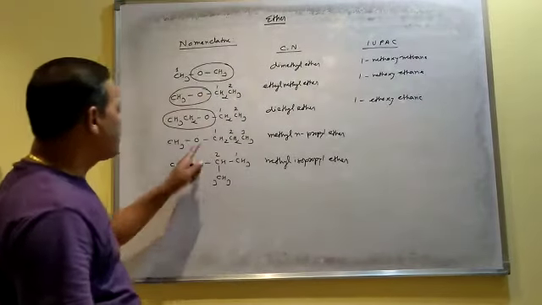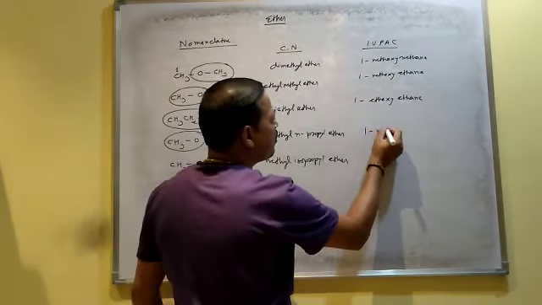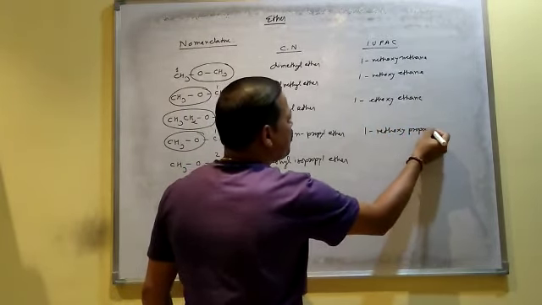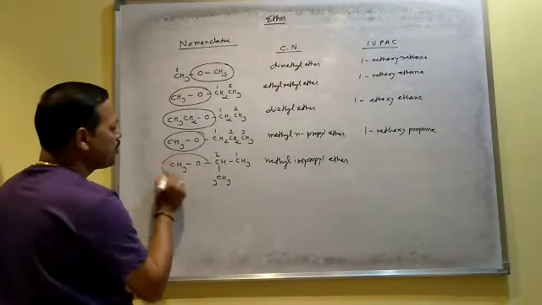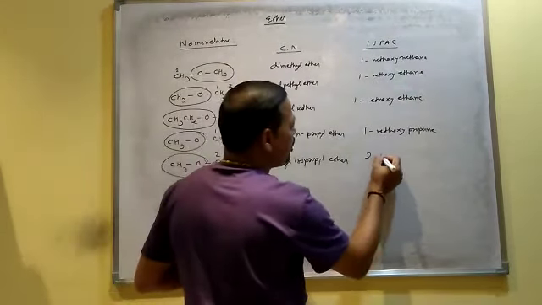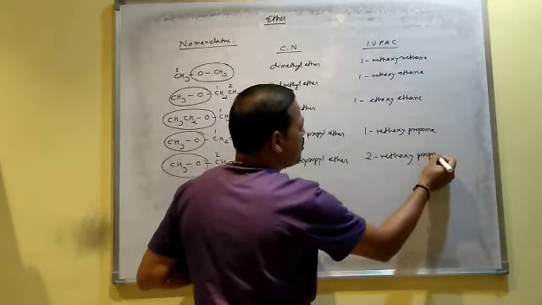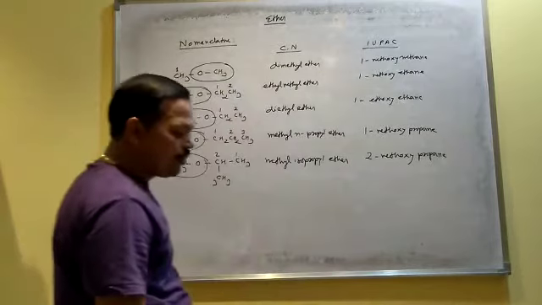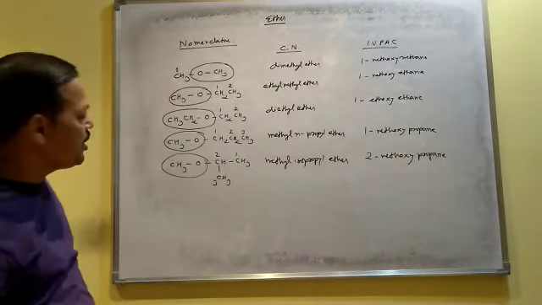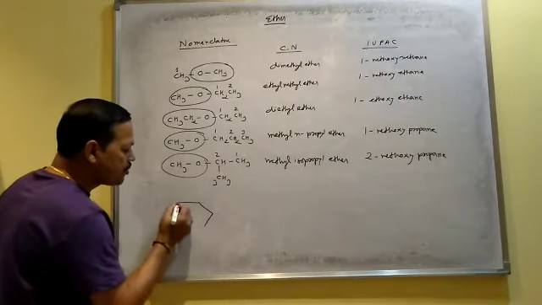1-ethoxyethane. This is called 1-methoxypropane. And this one is joined with the second carbon, that's why 2-methoxypropane. So this is the process of how to write the common name and IUPAC name. This is one example of ether.